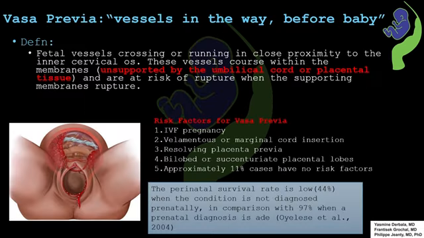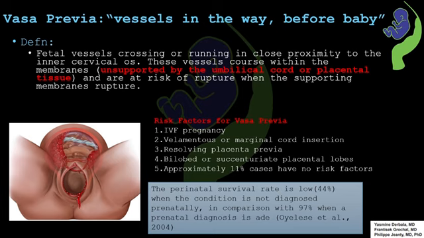Vasa previa literally means vessels in way before the baby. It refers to fetal vessels that run across or very close to the internal cervical os. These vessels lie within the membranes, unsupported by the umbilical cord or placental tissue, and therefore at high risk of rupture when the membranes break.